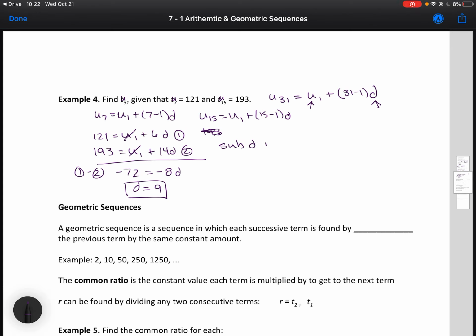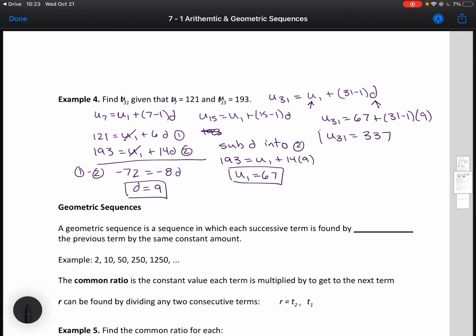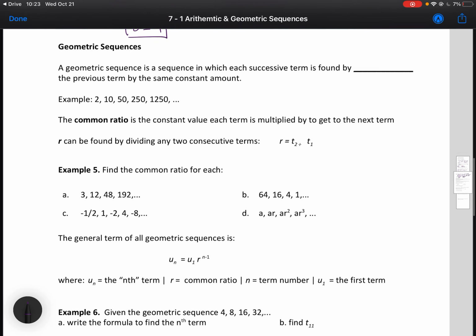Then I can substitute d back into, let's do it into equation 2. So I've got 193 equals U1 plus 14 times 9, which is going to give me that U1 equals 67. So now what I'm asked to find is U31. So now I can do that because I know my first term and I know my constant difference for this arithmetic sequence, which is going to allow me to find my 31st term as 337.